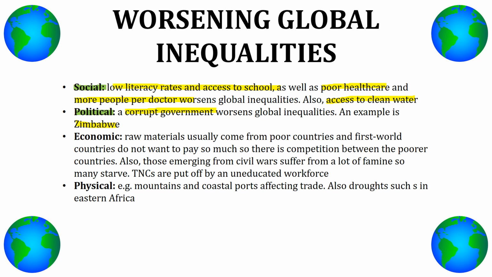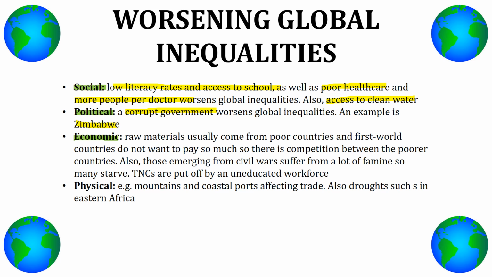So it does worsen global inequalities, and also because hyperinflation is occurring in Zimbabwe as a result of this corrupt government. You can literally go into a shop in Zimbabwe, get a can of beans and a couple of tomatoes and pay a few $1 billion for it. It's absolutely ridiculous because this hyperinflation plays a huge role in worsening these global inequalities.